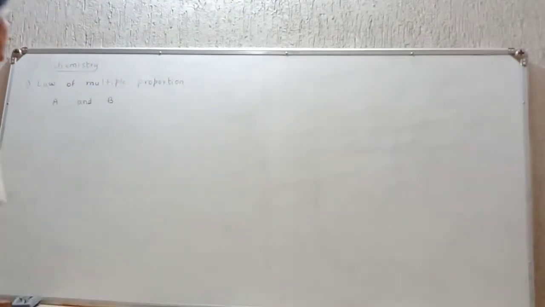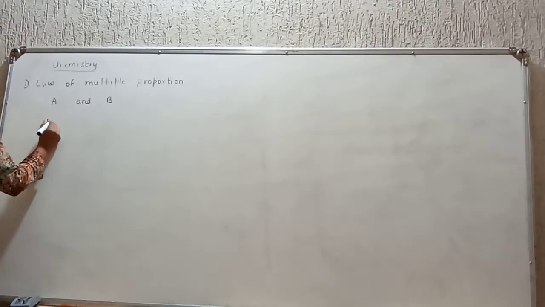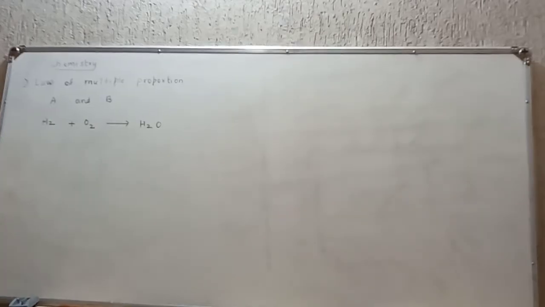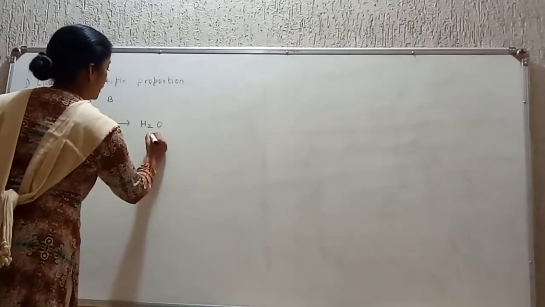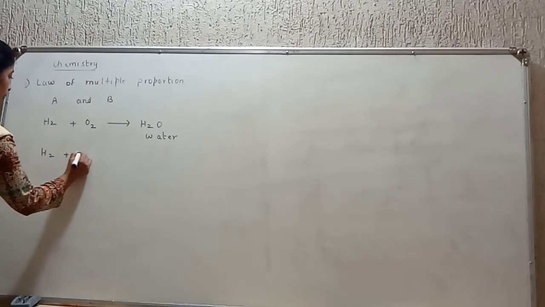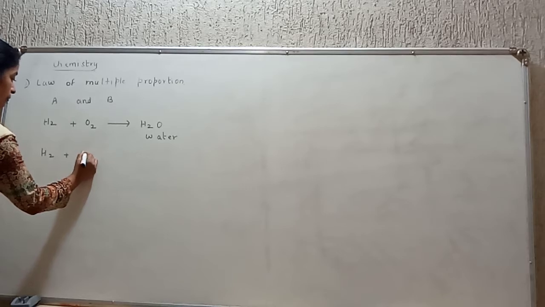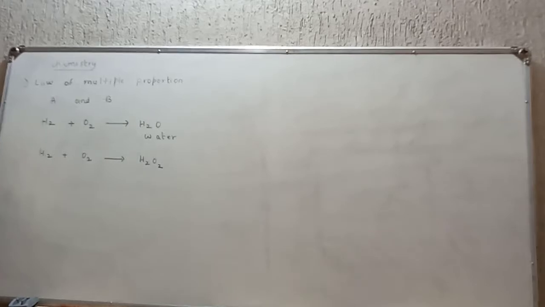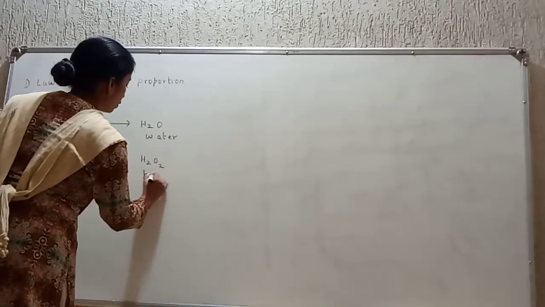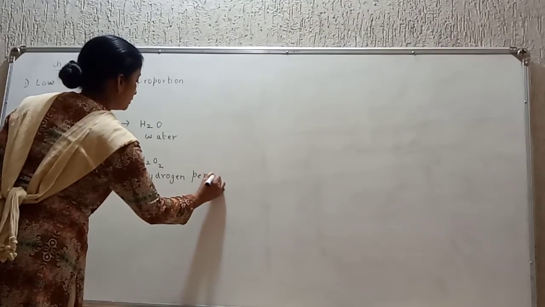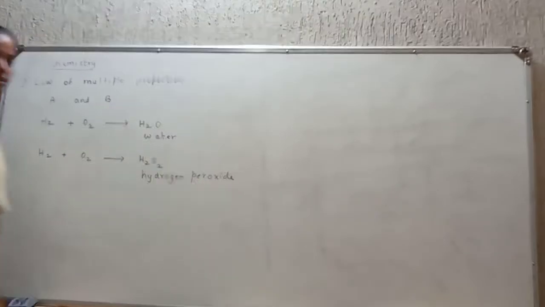Example, बघा हा, you take hydrogen, you take oxygen. You know hydrogen reacts with oxygen to form two important compounds. One is water and one is hydrogen peroxide. So hydrogen combines with oxygen to form two important compounds, that is water and hydrogen peroxide.